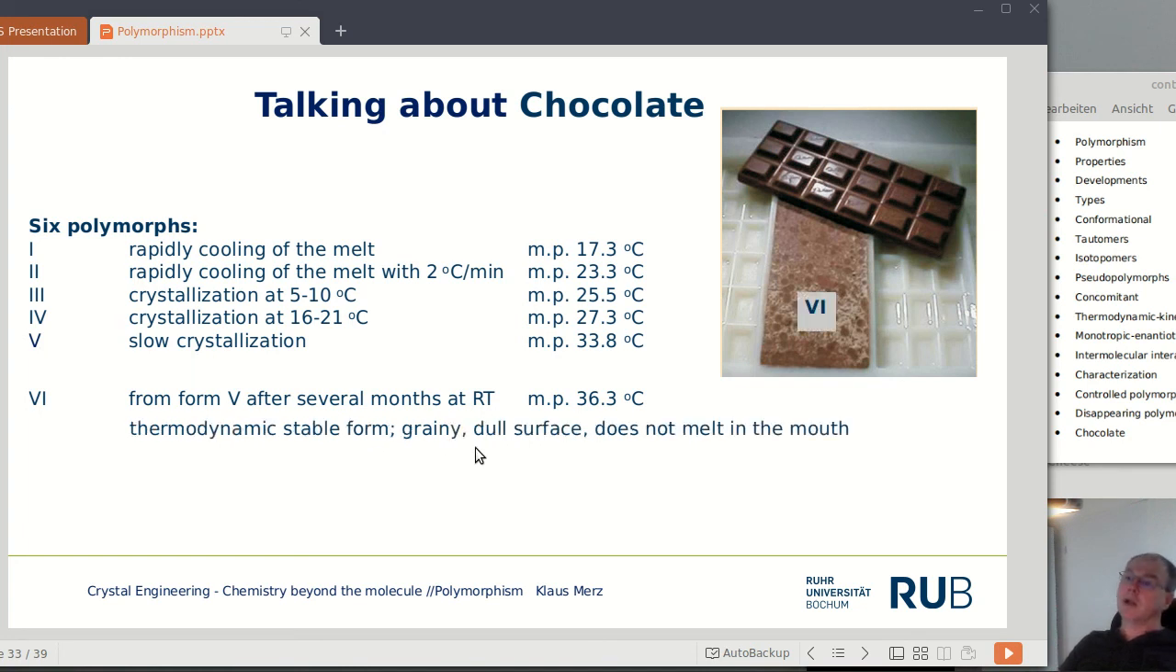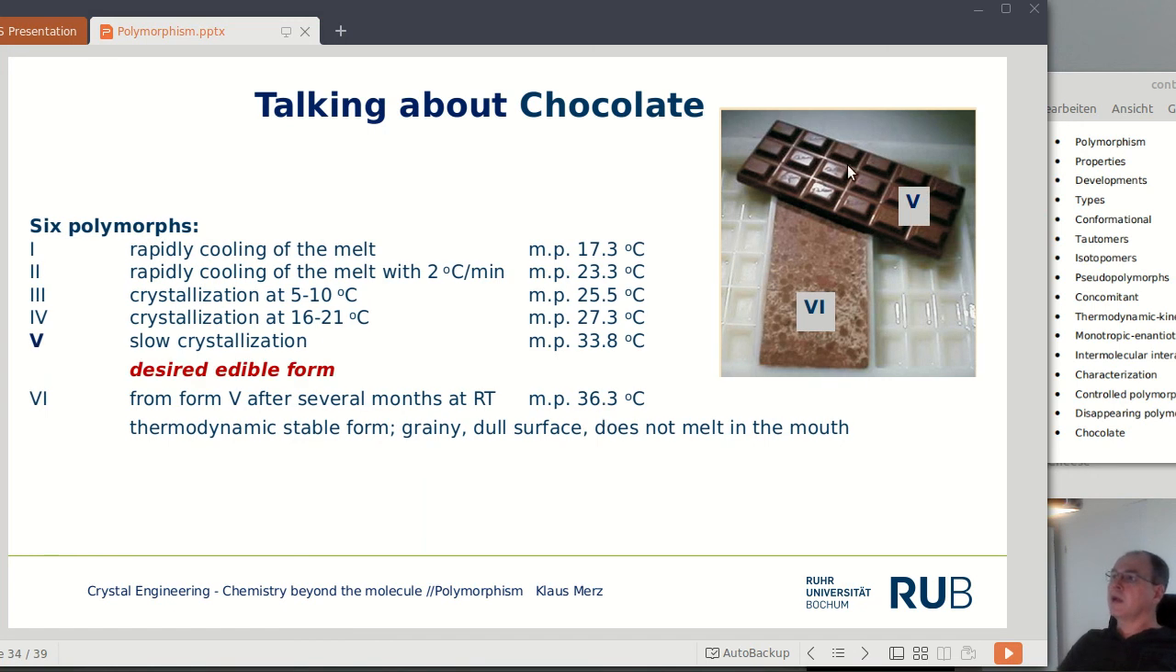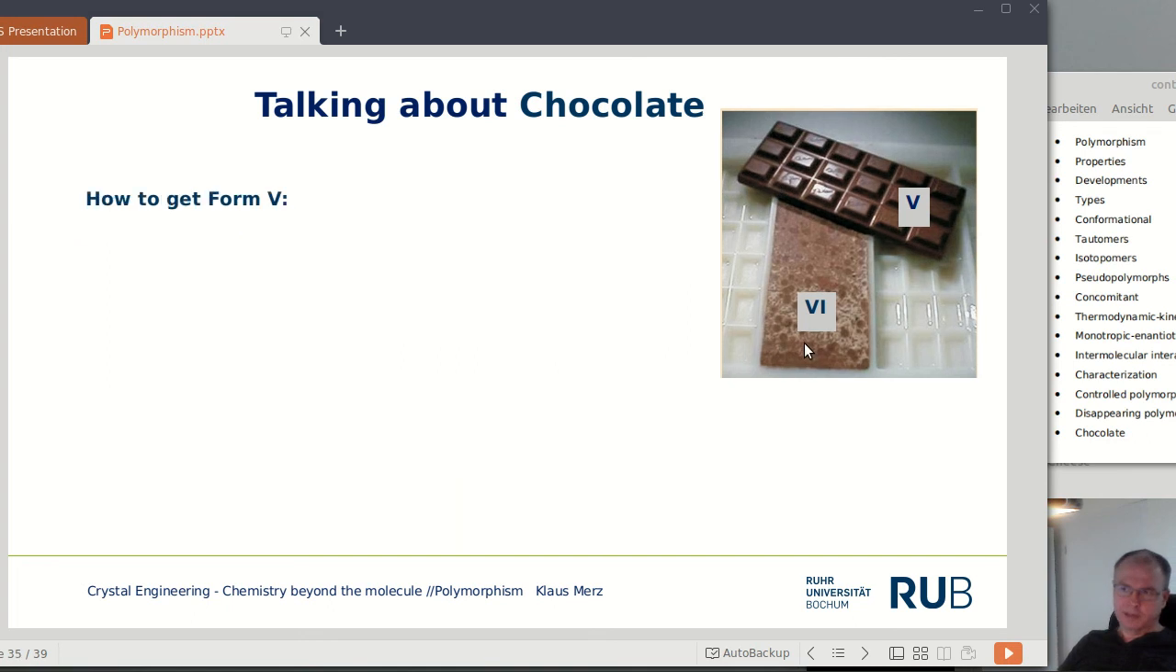Yeah? And this is a gray, something like grainy, dull surface. And look to the temperature, it doesn't melt in the mouth. It's nearly the same temperature as our body temperature. Well, for us interesting, the eatable form is form 5. This is form 5. A thermodynamic stable form is form 6.